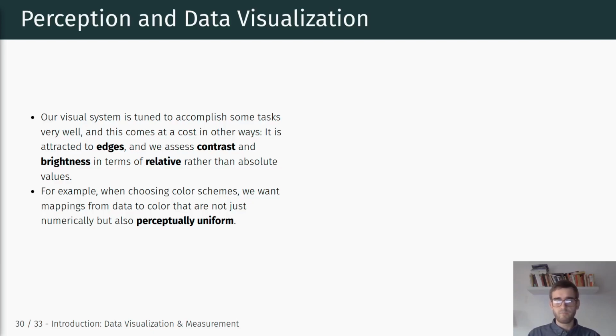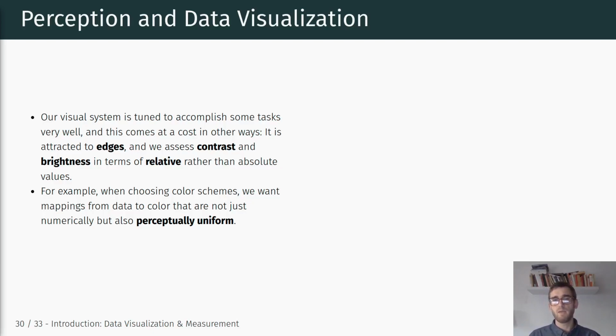One thing to recognize here is that our visual system is tuned to accomplish some tasks very well, and this comes at a cost in other ways, right? The perceptual system is attracted to, for example, edges, and we assess contrast and brightness in terms of relative rather than absolute values, right? So for example, when choosing color schemes, we want mappings from data to color that are not just numerically but also perceptually uniform, right?